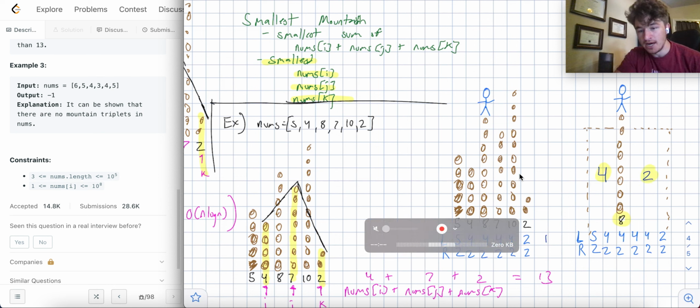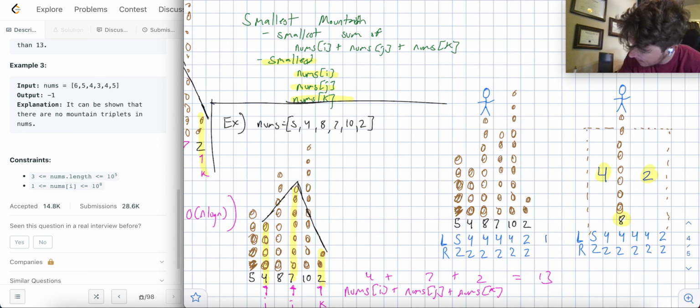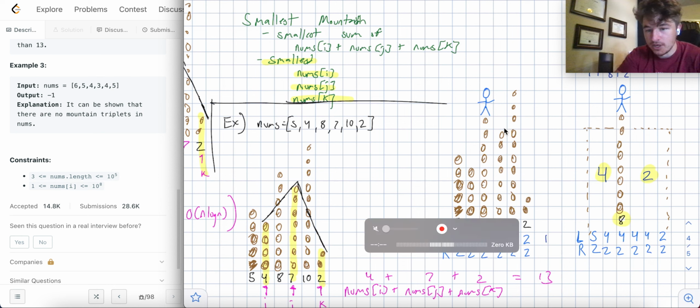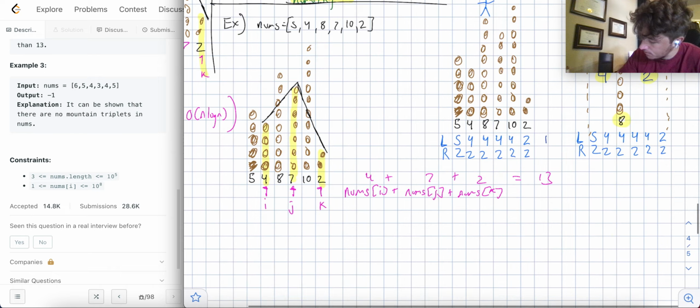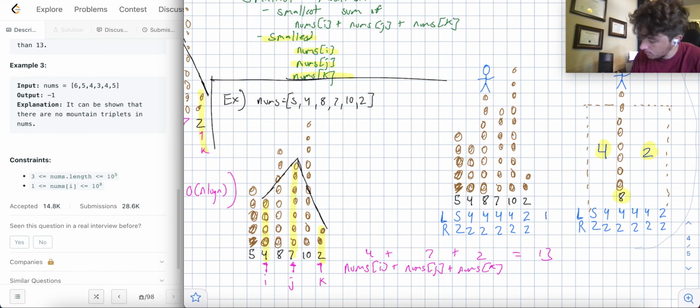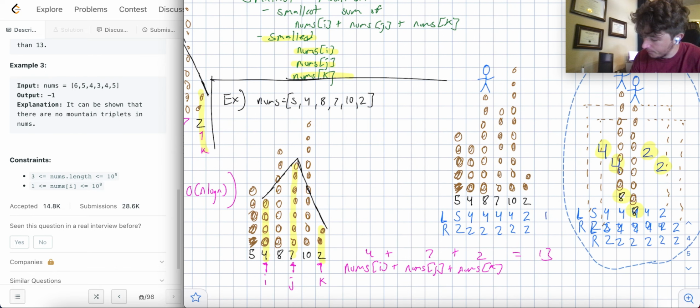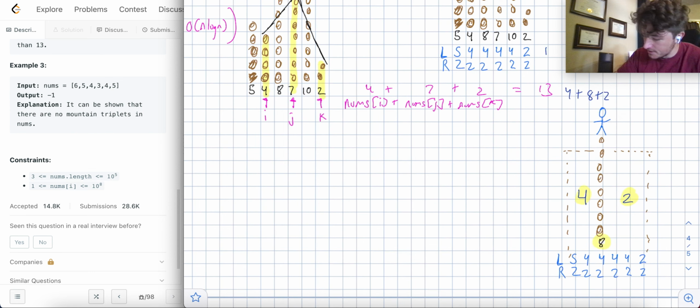I just know that to my left there's a 4, and to my right there's a 2. So that's a 4 plus 8 plus 2 kind of situation, right? And that would be the same thing for this one here. If I was dealing with this next index, kind of running out of space here. I'm not going to do it, but if it was the same thing, right?